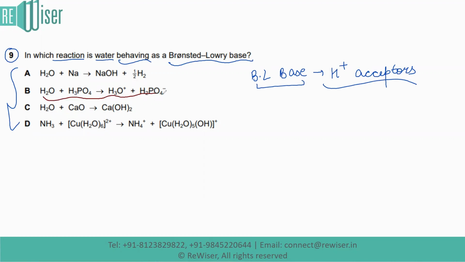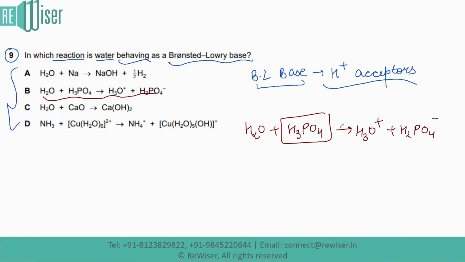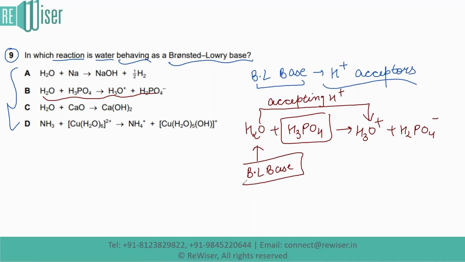If you look at option number B, here water is reacting with H3PO4. It is an acid, phosphoric acid, and it gives us H3O positive plus H2PO4 negative. So you can see H2O is converting into H3O positive by accepting a proton. By accepting H plus, what does it mean? It means that water behaves like a Bronsted Lowry base because it is a proton acceptor. So in this question we have to mark the case in which water behaves like a Bronsted Lowry base. So the correct option is B.